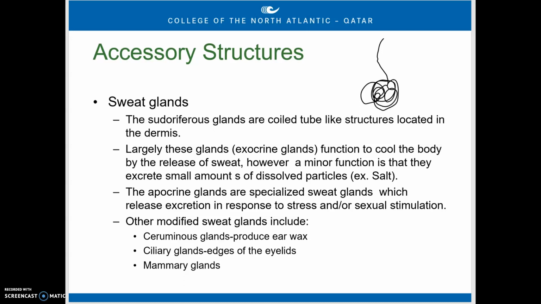Modified versions of these sweat glands include the ceruminous glands, which we find in the ear canal, and that'll produce the wax that's formed in the ear canal, which helps protect the ear canal by trapping dust and particles and all that stuff. We can have ciliary glands, which are at the edge of the eyelids, and they'll produce fluid that'll help lubricate the eyelids. And then we can have the mammary glands, of course, which are found in female mammals, which are modified to produce milk, which feeds the young.